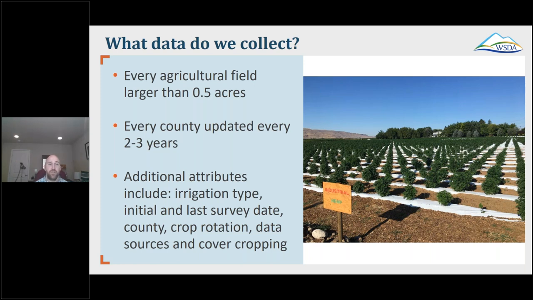And like I had mentioned, some of the additional attributes include the irrigation type of the fields, the initial and last survey date, the county, and the crop rotation as well. So what was the crop type the previous time we mapped it? What are potential crop rotations? And also the data sources. Did we map it? Did WSDA map it? Are we updating a field using NASS? Did a conservation district update it? So that data is included as well. And we also include cover cropping in the data set.